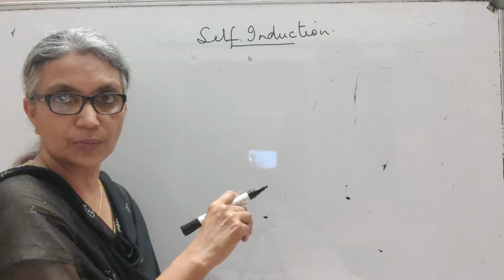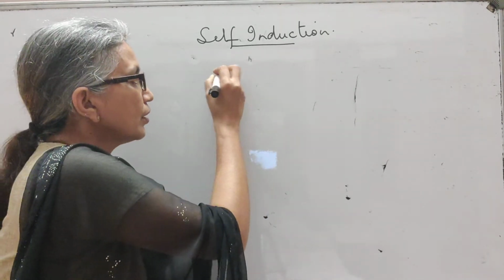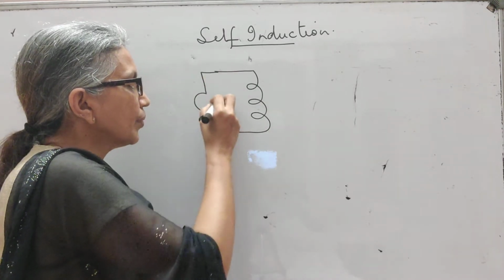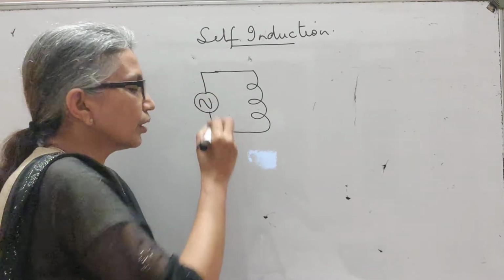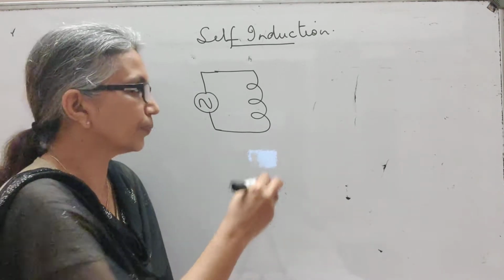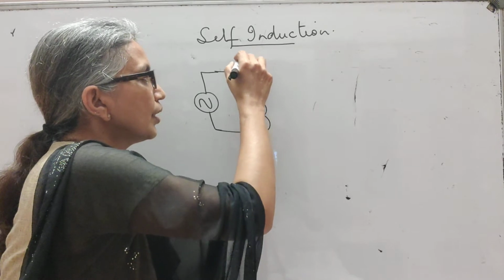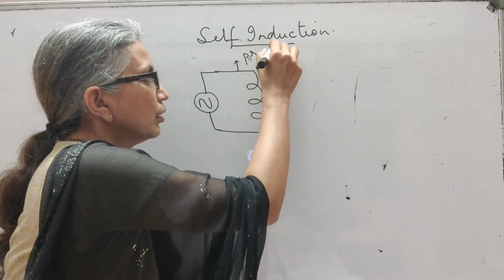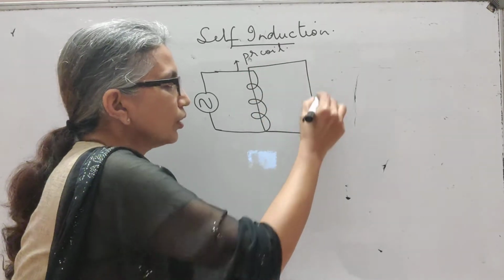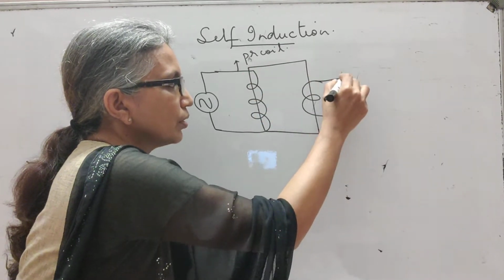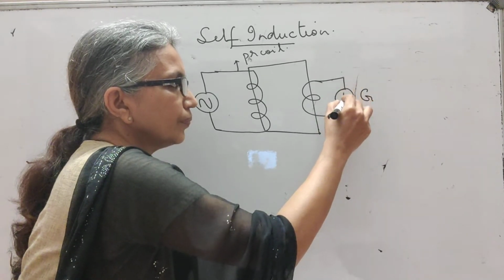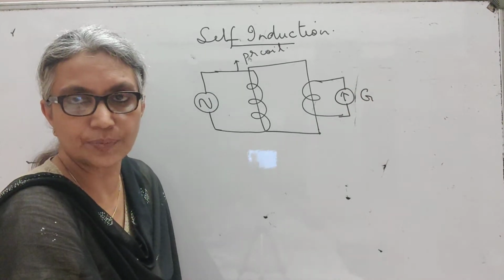In the previous topic, mutual induction, we had two coils, one called the primary coil, to which we had connected a source of AC, alternating current, so that the current keeps on changing. And then on the same core, on the other arm, we wound another coil, which we called the secondary coil, to which we had connected a galvanometer.